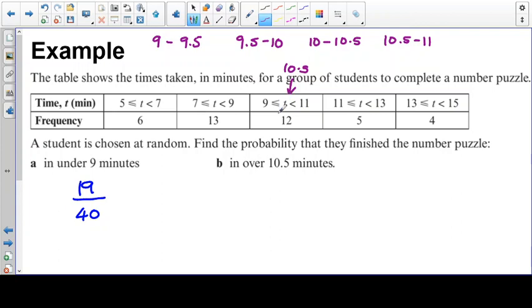So what we're going to do is take 1/4 of those. So 1/4 of those is 3, plus the 5, plus the 4, over 40. So that's 12/40ths, or 3/10. Okay, so if you've got to go within a group, you need to assume that these are evenly distributed across the group, and then split the group up into however many parts you need.